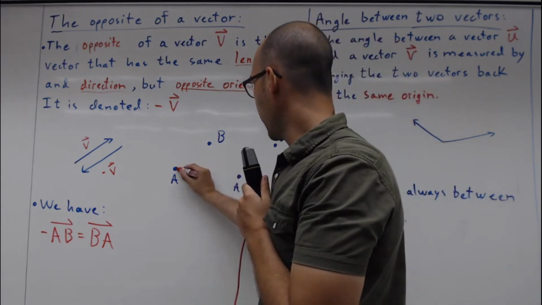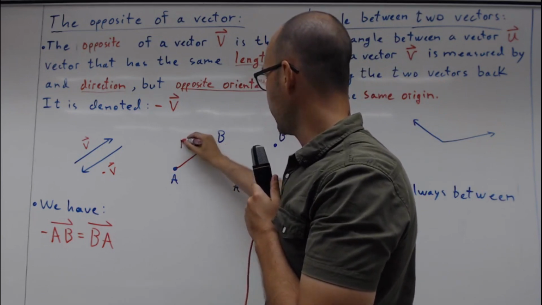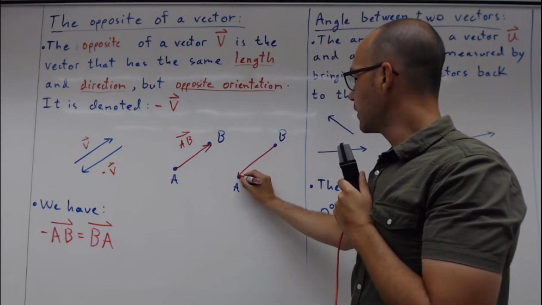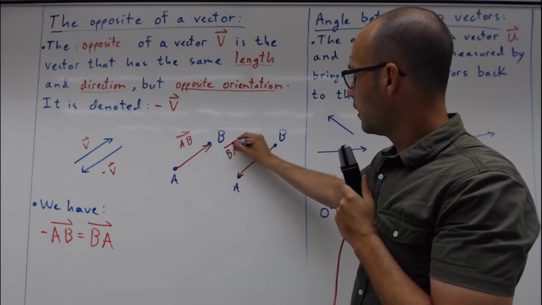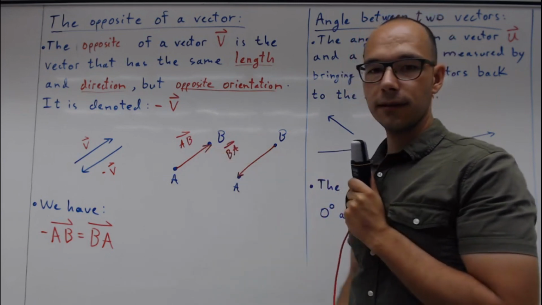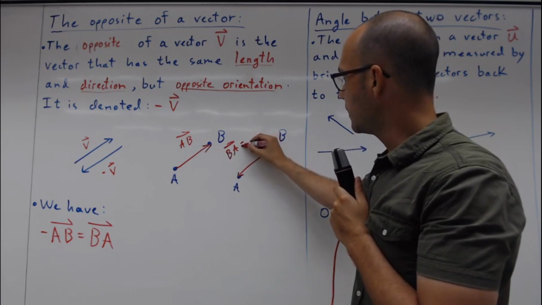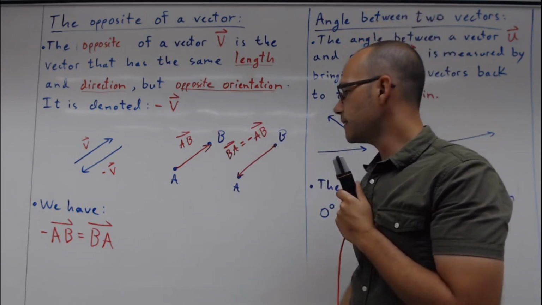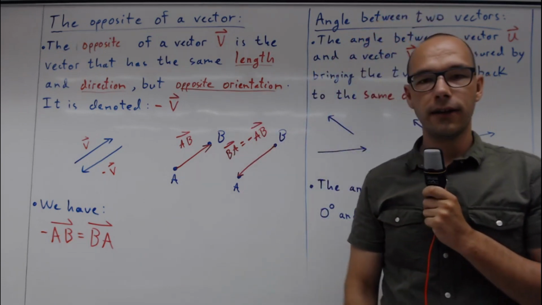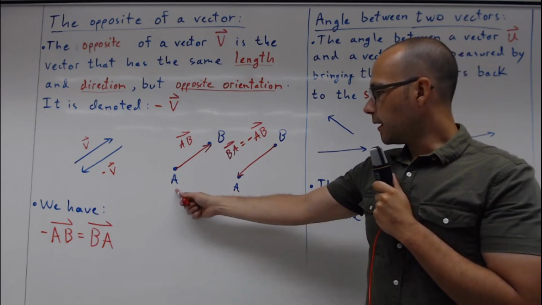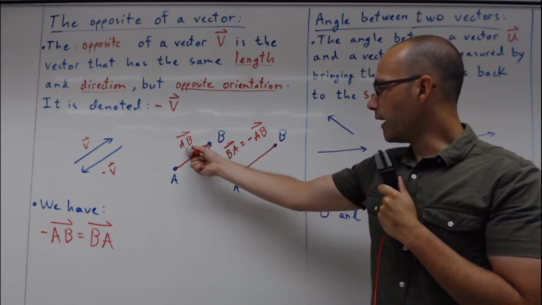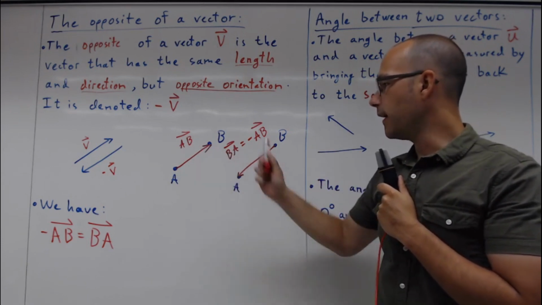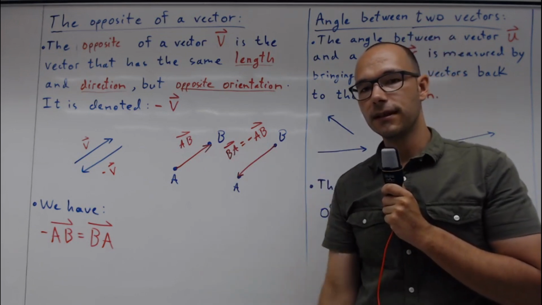If you have vector AB like this, well, vector BA is going to be its opposite. So we can write that BA is equal to negative AB. So this is a nice property of vectors. If you use its start point and its end point to write a vector, you can write the opposite by swapping its end point and start point to write its opposite vector. So this is really nice.